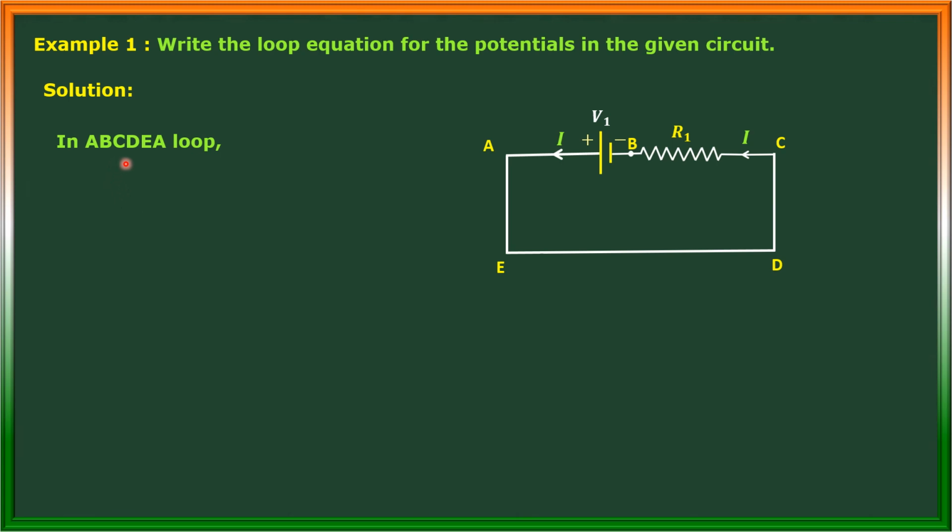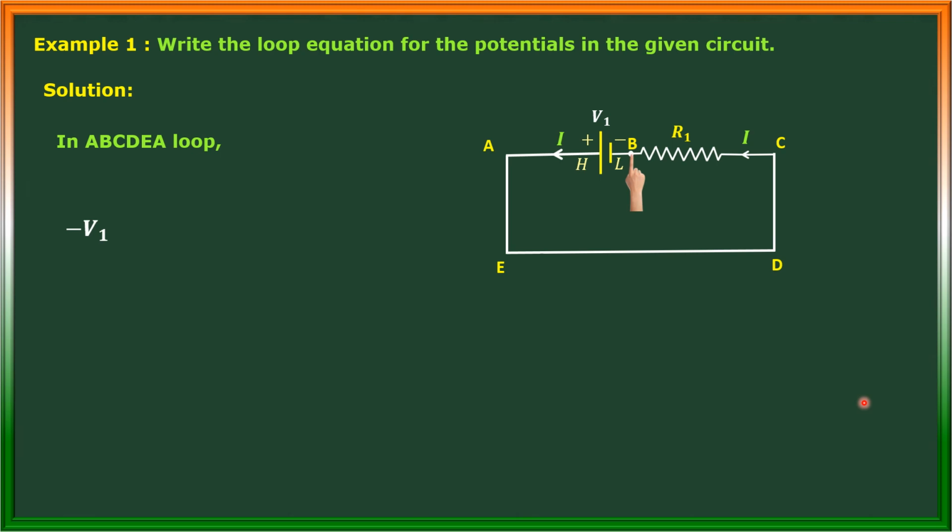In the A, B, C, D, E, A loop, that means I am traversing the loop like this: A, B, C, D, E, like this. Okay, see here. First I will move from A to B. So here it is at higher potential, here it is at lower potential. That means I am crossing the battery from higher to lower. Potential is decreasing. So when potential decreases while crossing, take it as minus.